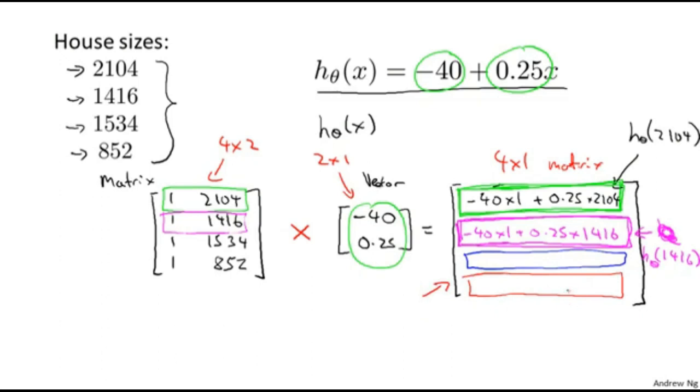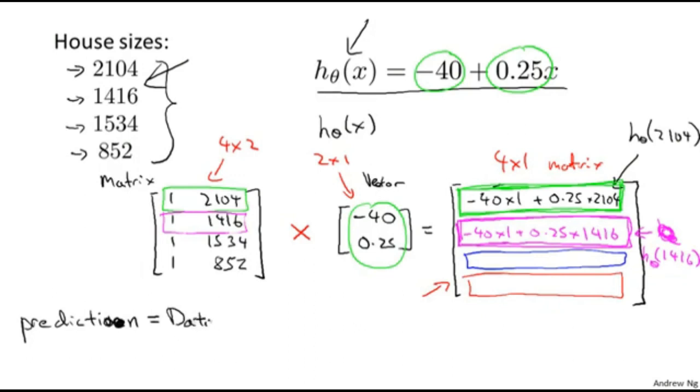And the neat thing about this is that when you're actually implementing this in software, so when you have 4 houses and you want to use your hypothesis to predict the price Y of all of these 4 houses, what this means is that you can write this in one line of code. When we talk about Octave and programming languages later, you can actually write this in one line of code.